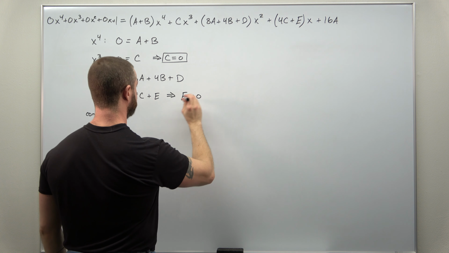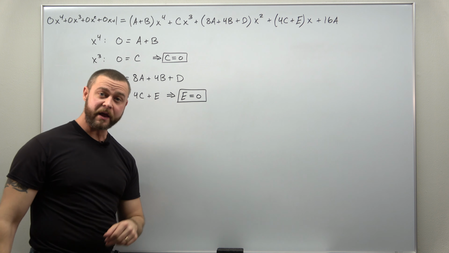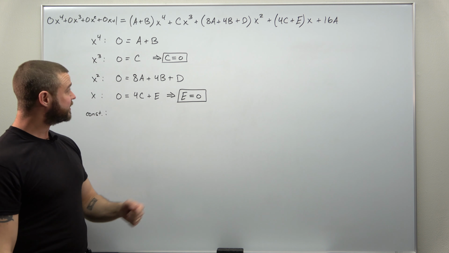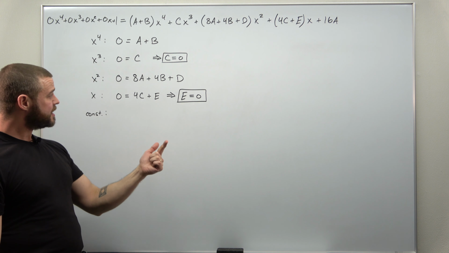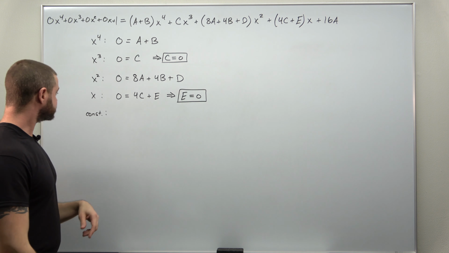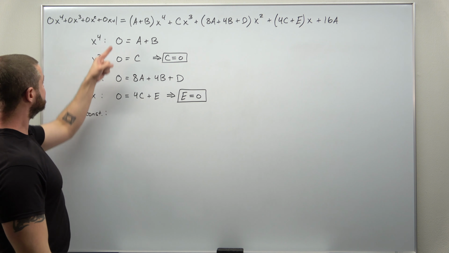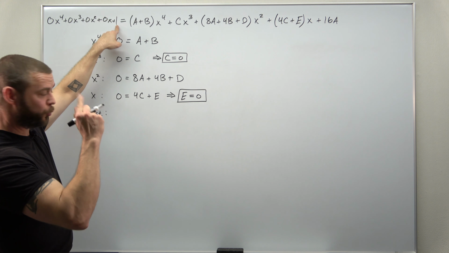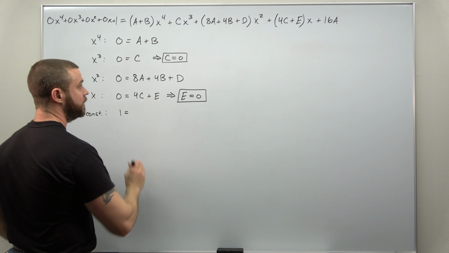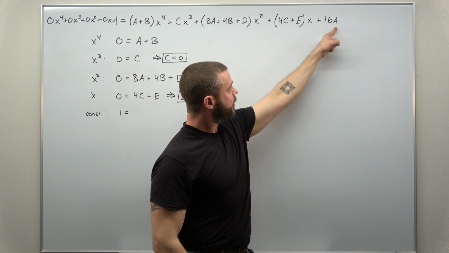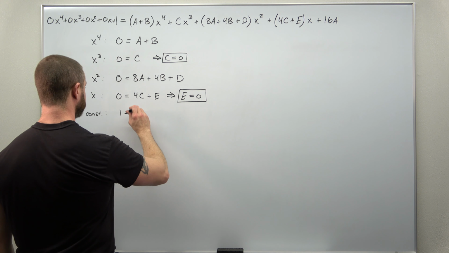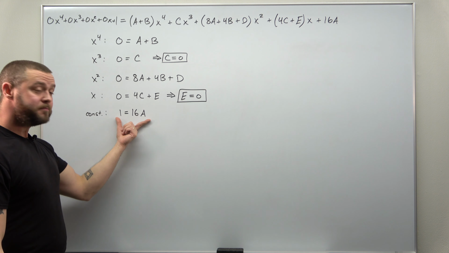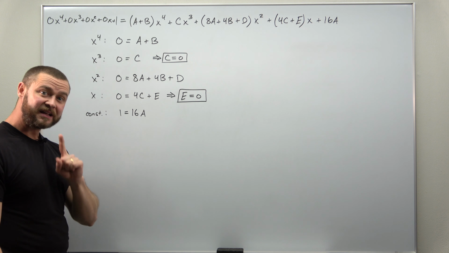So that's really nice, because already we've gone from 5 unknowns down to now only 3 unknowns left. We just have to find the values of a, b, and d. All right, and our last equation, the constants, now there is a constant of 1. And that should equal your constant term on the right side, which is just 16a. And again, notice this one immediately tells you that a is 1 over 16.